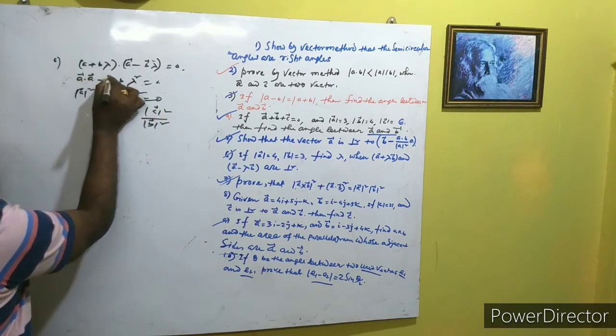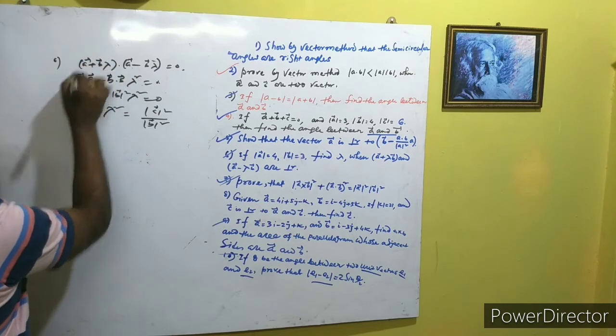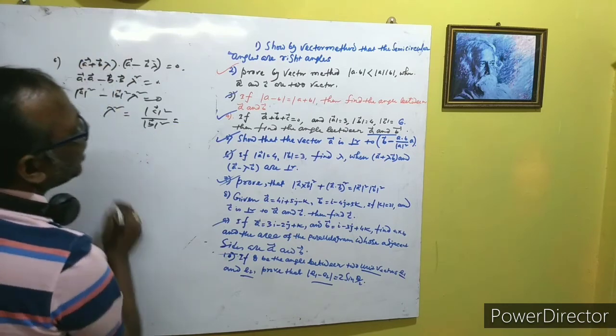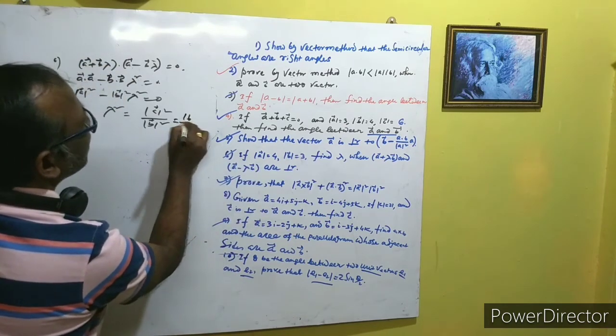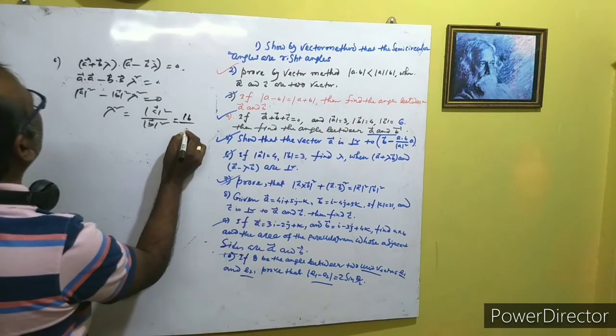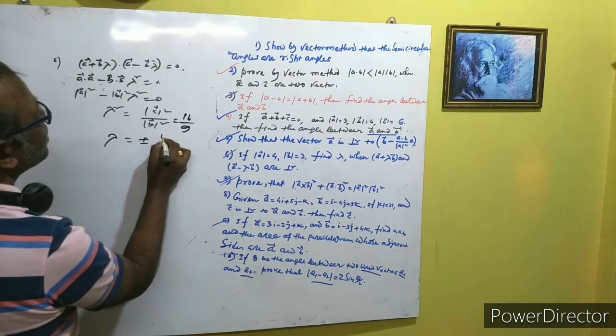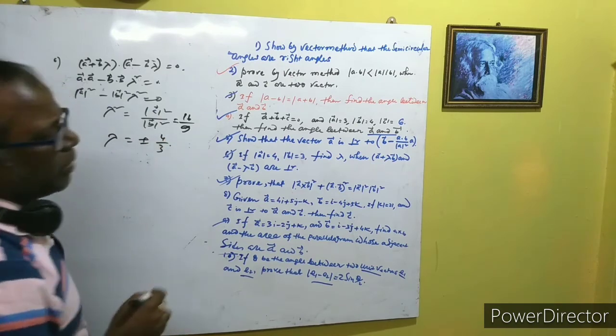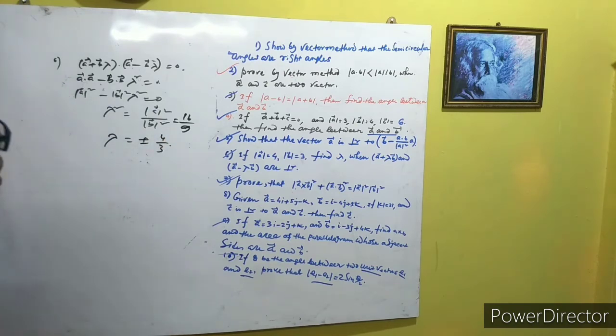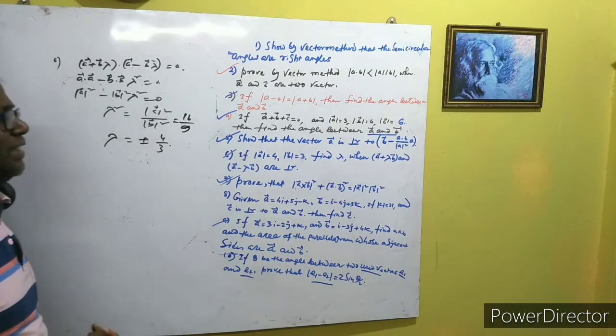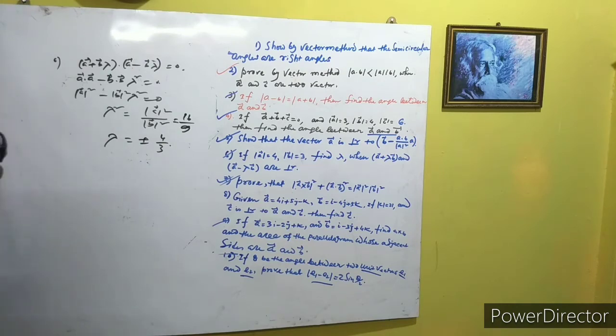This is all a vector. So mod A is equal to 16 and this is by 9. So lambda is equal to plus minus. We take a plus minus sign. This is a numerical value, that is a scalar value, so we can take plus minus.